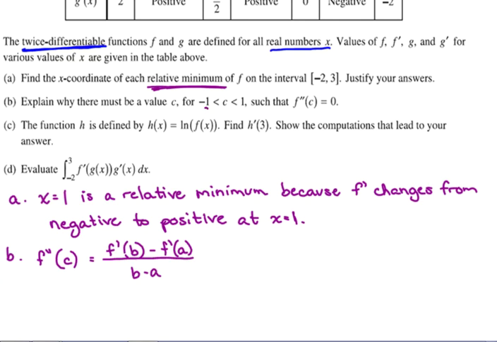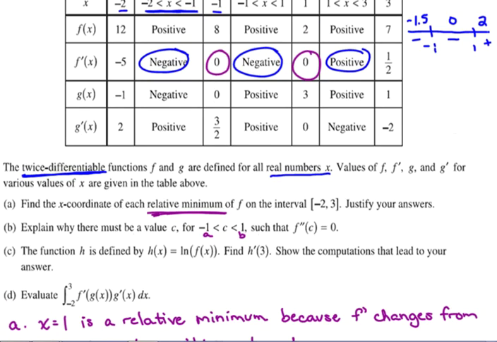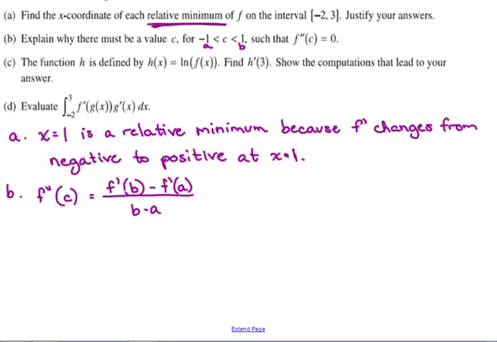Our a and b here are -1 and +1. So we are saying that f double prime of c is equal to f prime of 1, which is 0, minus f prime of -1, which is 0, over 1 minus negative 1. It really doesn't matter what the bottom equals, as long as it doesn't equal 0, which it doesn't, it equals 2. So that says f double prime of c equals 0.